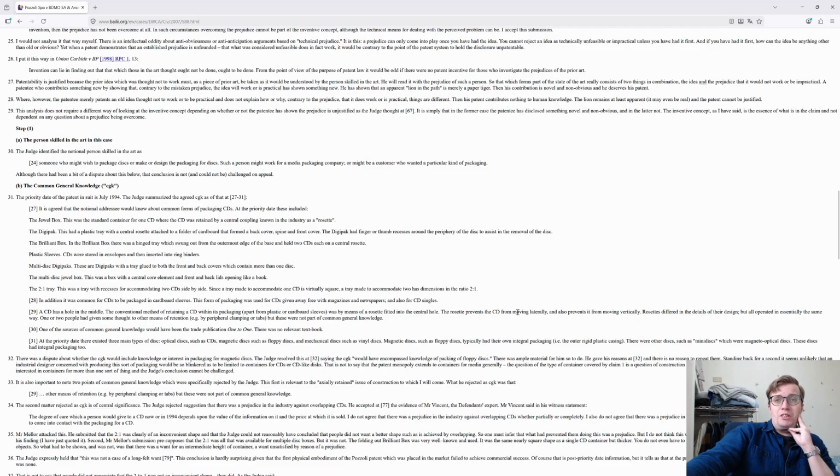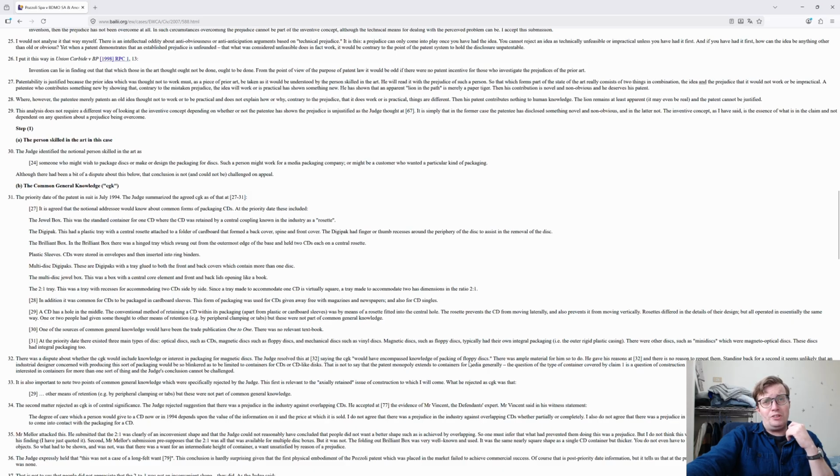The rosette prevents the CD from moving laterally and also prevents it from moving vertically. Rosettes differed in the details of their design, but all operate in essentially the same way. One or two people have given some thought to other means of retention, e.g. by peripheral clamping or tabs, but these were not part of common general knowledge. One of the sources of common general knowledge would have been the trade publication. There was no relevant textbook. At the prior date, there existed three main types of discs: optical discs, such as CDs, magnetic discs, such as floppy disks, and mechanical discs, such as vinyl discs.